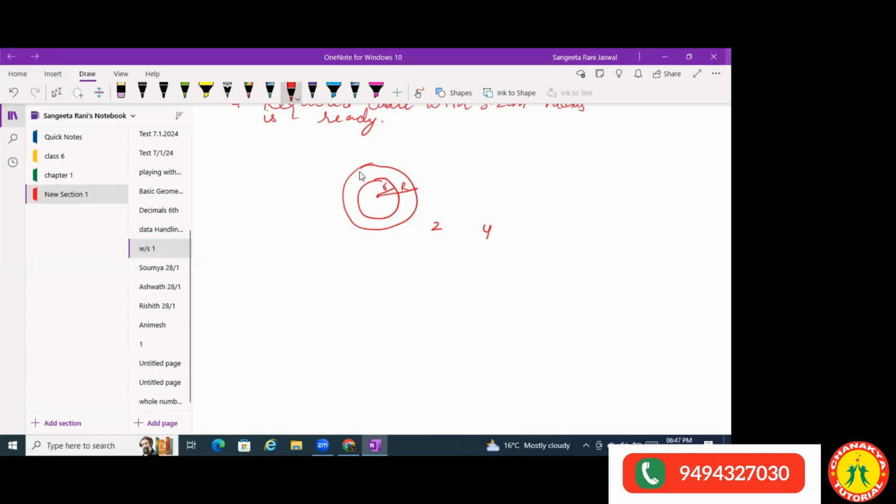Okay, next, what can you have in this? If you are given the diameter, you can reduce it to half, get your radius, and make a circle.